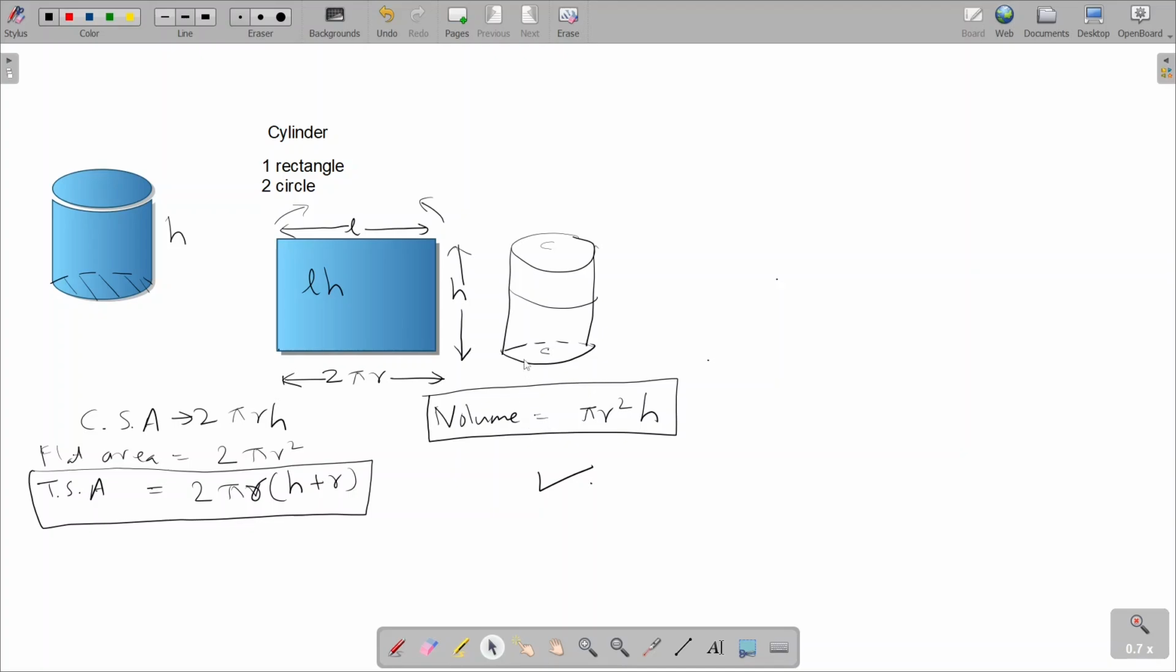Like I said, the volume of any shape is base area into height. The base area is a circle, so you'll have pi r square and the height is h. So you'll have pi r square h. You can see this formula is similar to the formula of a cone. The volume of a cone is 1 by 3 pi r square h, and the volume of a cylinder is only pi r square h. So don't get confused between both of these.